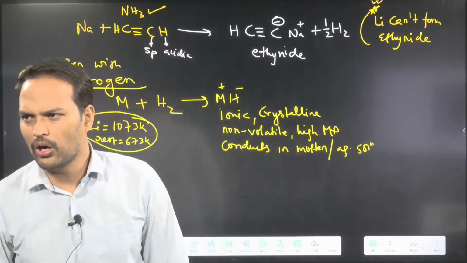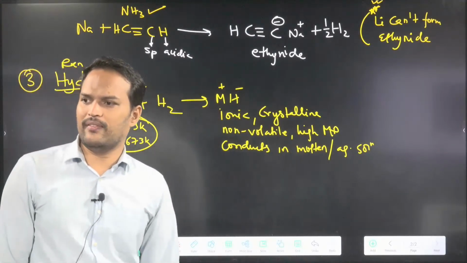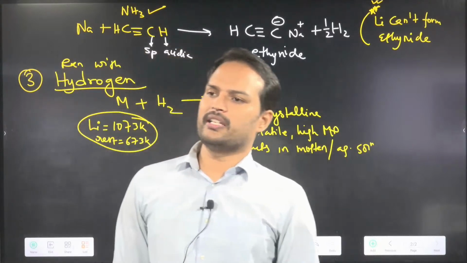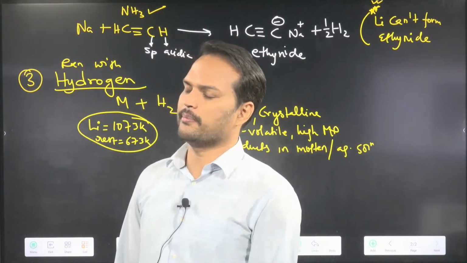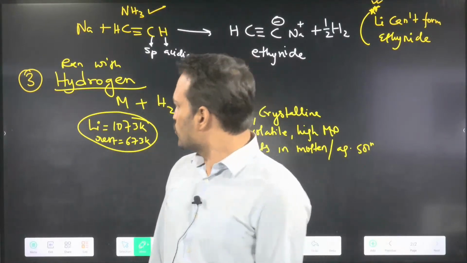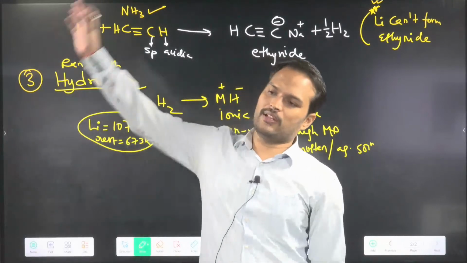Anomalous behavior: all the properties which you are seeing, we can say anomalous behavior of lithium. And what is the reason for this anomalous behavior? We have already said small size, high polarizing power. Clear? So wherever lithium is different, you can say anomalous behavior. And for anomalous behavior, there are 4 reasons.